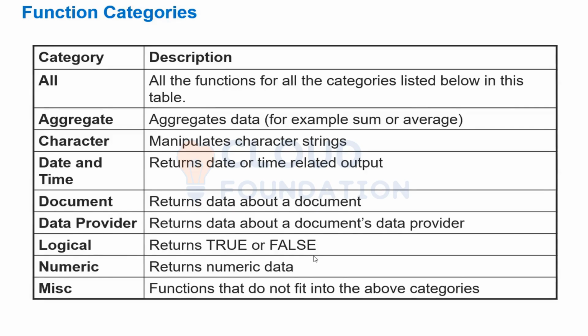Logical returns true or false. Logical is like a boolean, 1 or 0. If the condition is matching, it is true; otherwise, it is false. Numeric returns numeric data. Miscellaneous functions are those that do not fit into the above categories. These are the types of function categories that are available in Business Objects.